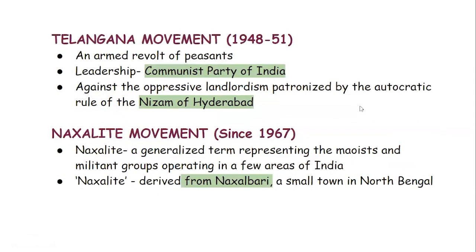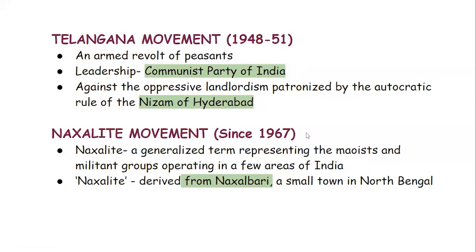The next movement is Telangana movement. The duration of the movement was from 1948 to 51, and it was an armed revolt of peasants under the leadership of the Communist Party of India, and the movement was against the oppressive landlordism patronized by the autocratic rule of the Nizam of Hyderabad. About Telangana movement, you have to remember its time period, 1948 to 51. Communist Party of India gave leadership to this movement, and it was against the autocratic rule of the Nizam of Hyderabad.